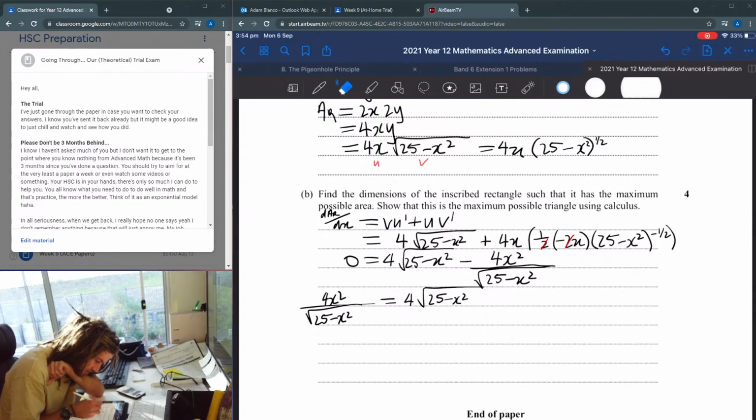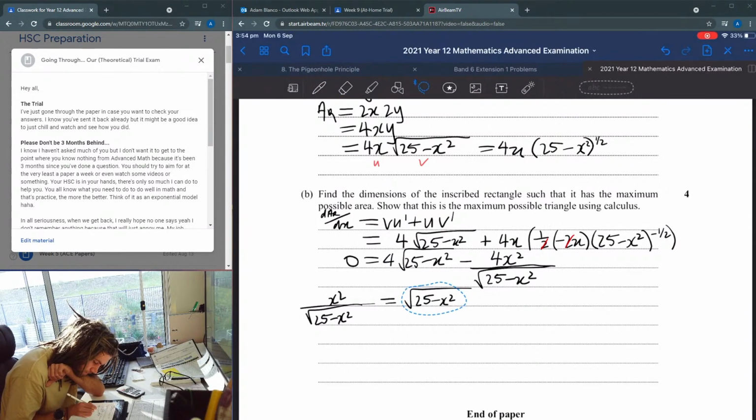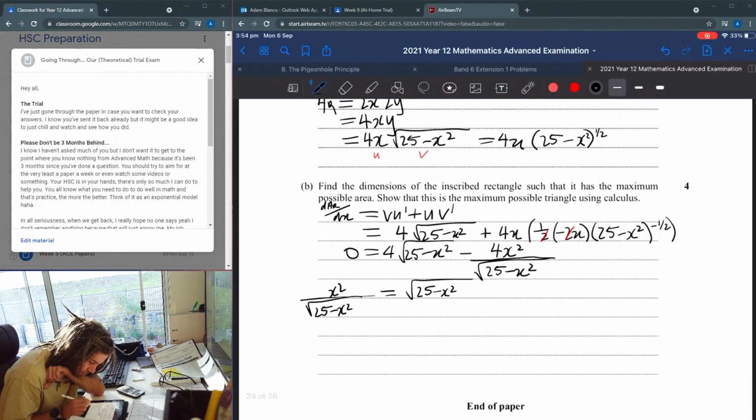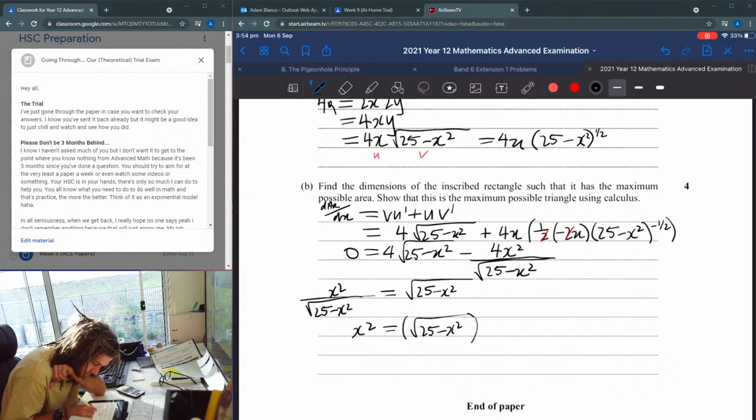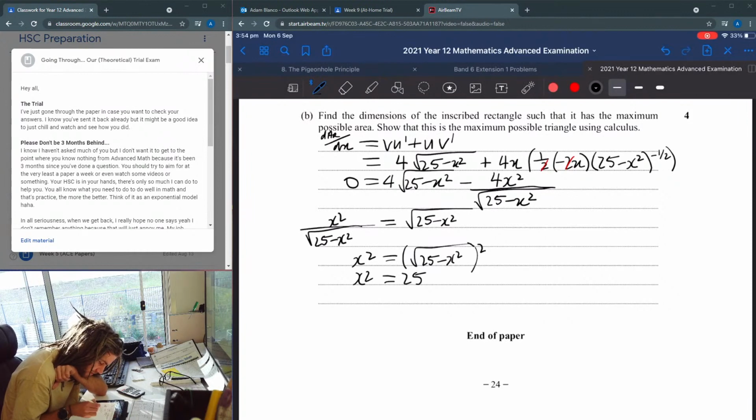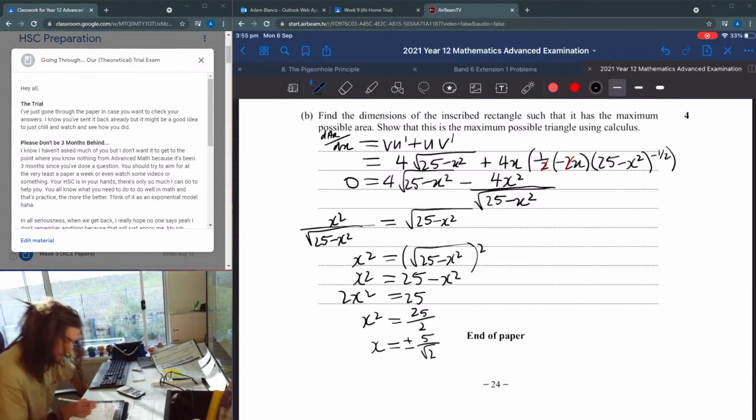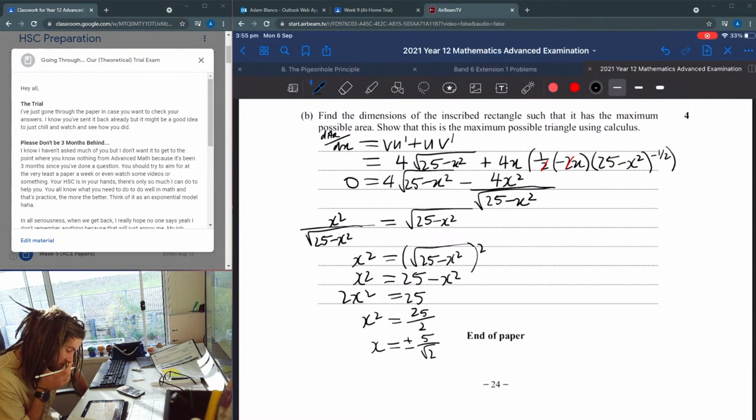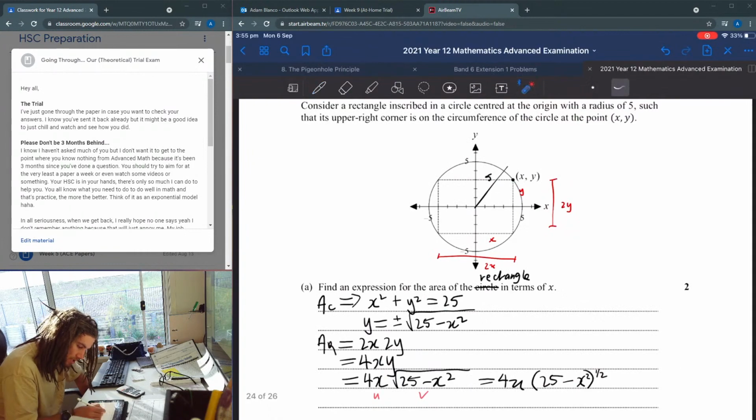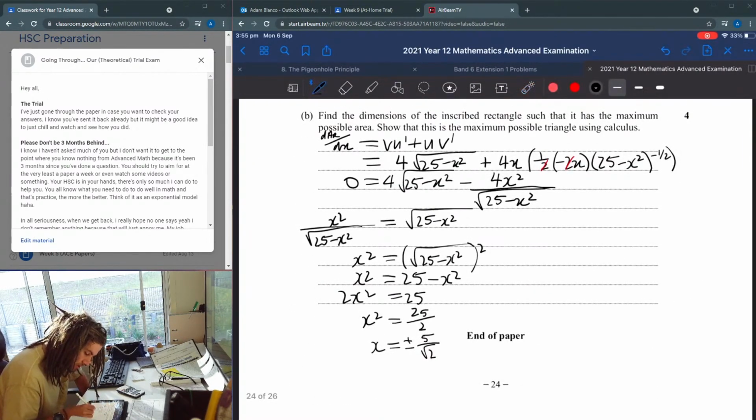Okay, in doing that, I can divide both sides by 4, so that can go and that can go. And then I can times that bottom part up, so then I've just got x squared equals that squared. So x squared equals 25 minus x squared, so that means 2x squared equals 25. It means x squared equals 25 on 2, which means x equals plus or minus 5 on root 2. I've got to show that it's a maximum. My point is in the positive quadrant, so x has to be greater than 0, so I have to take the 5 on root 2 value.